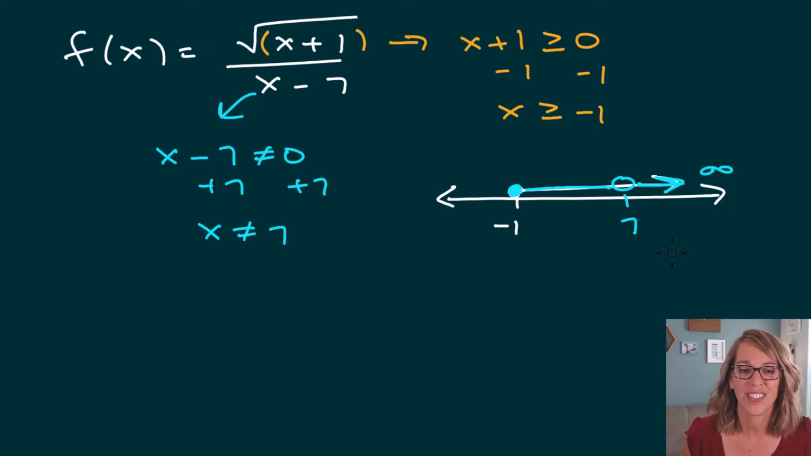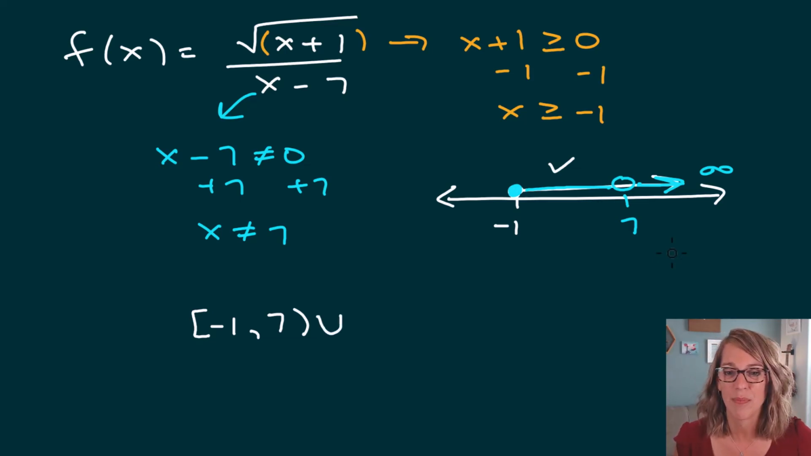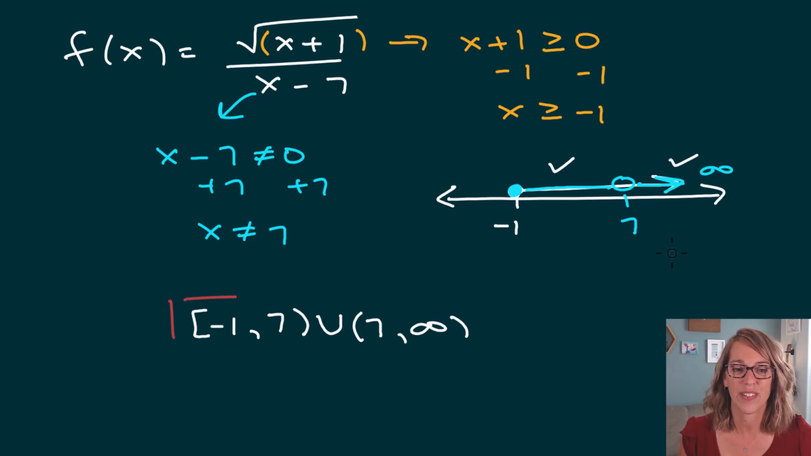So my answer is going to look like this. Square bracket, negative 1, comma, 7. I'm not including 7. That takes care of the first piece. The second piece, I'm going to join that with my union symbol. It starts on the other side of 7, so 7 comma, and then everything else that goes all the way to infinity. So that's going to be comma infinity. And this is our domain.